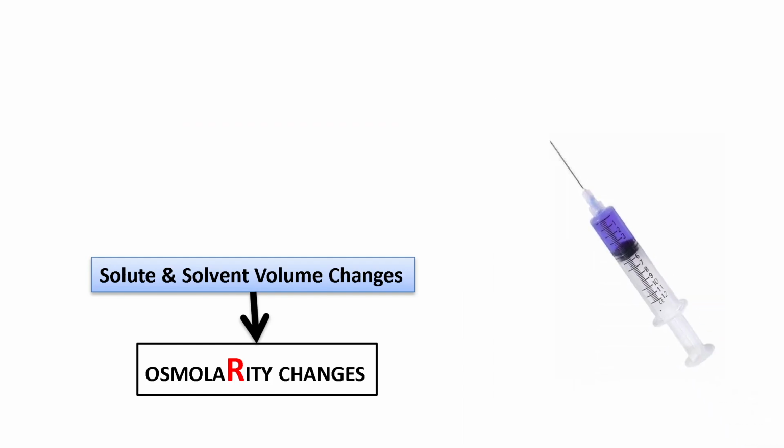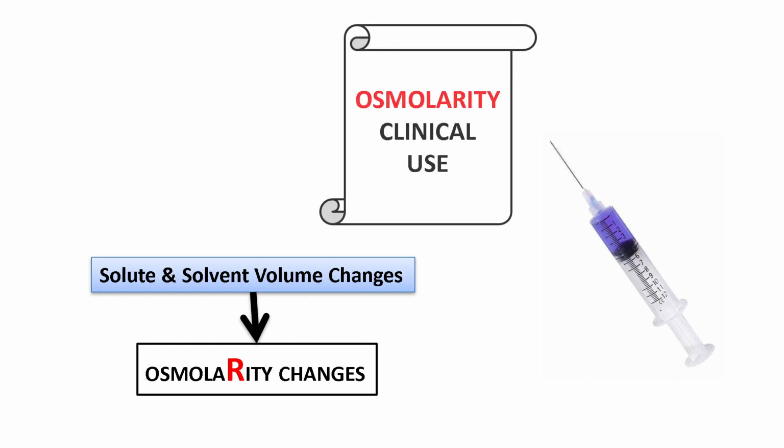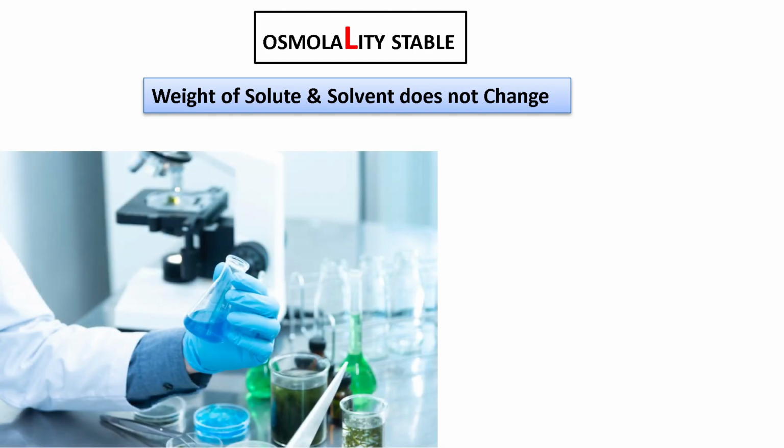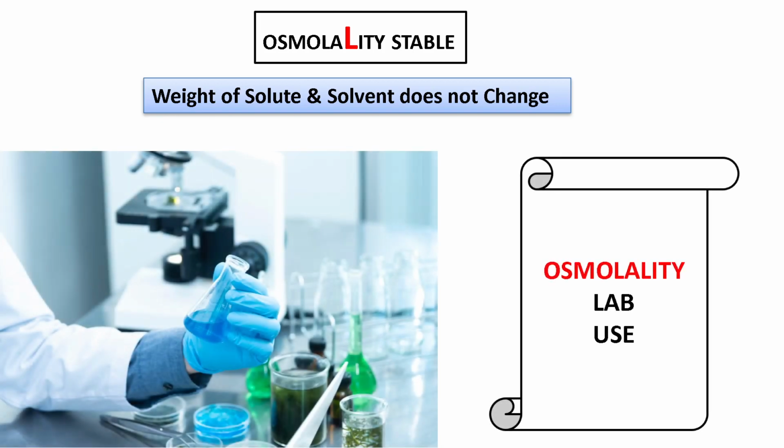In clinical practice, we use osmolarity mostly because when we administer drugs or analyze fluids, we think in volume units like milliliter, liter, or deciliter, etc. So, osmolarity is good enough for clinical use. Whereas osmolality is a static measurement unit, since solutes and solvents are not affected by temperature. So, osmolality is mostly used in laboratory values.